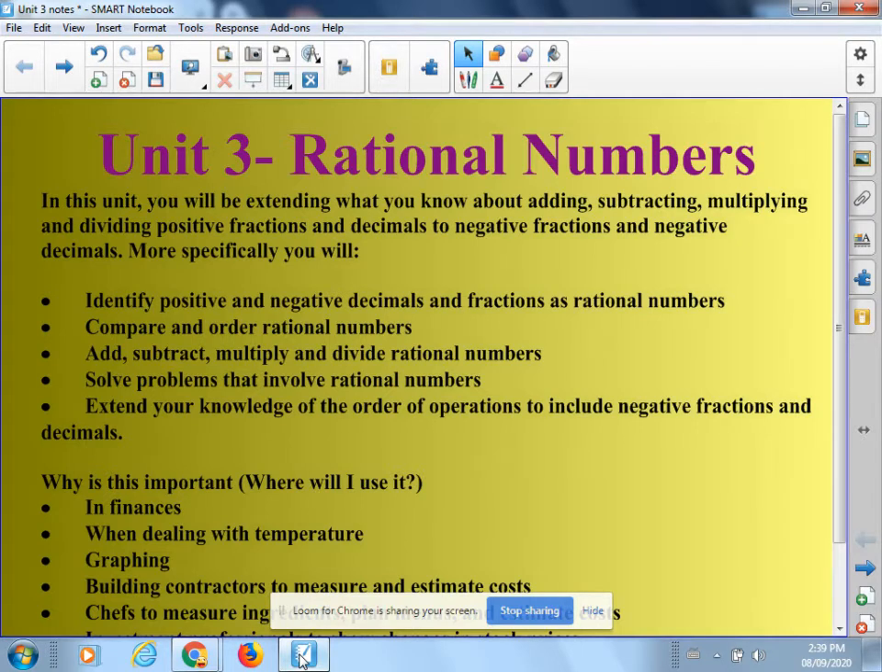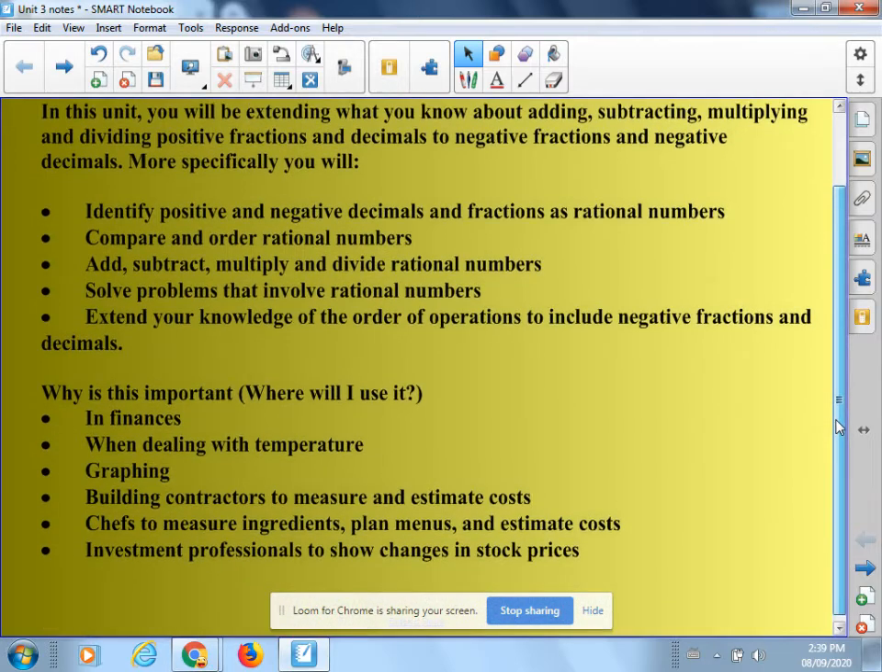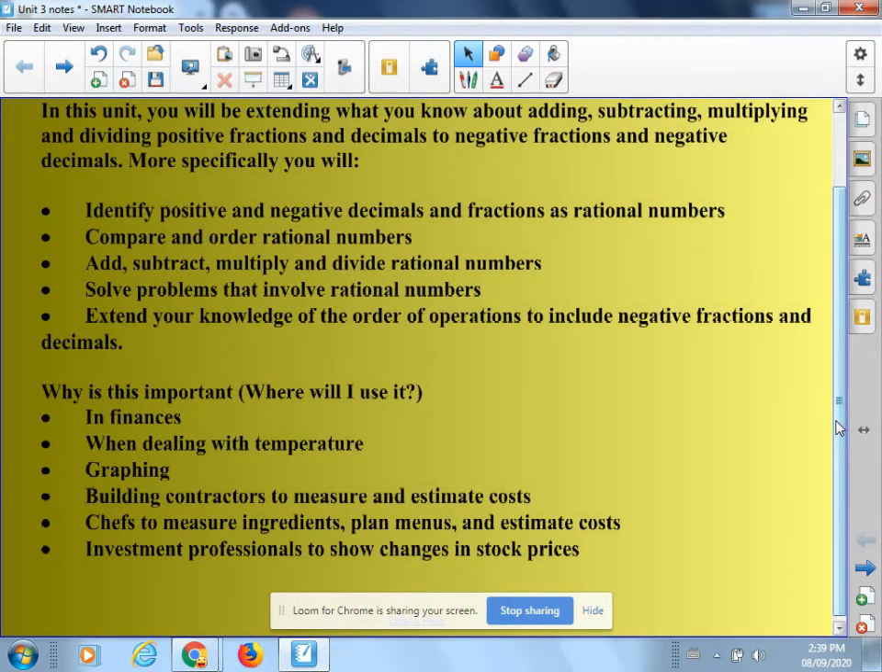So, why is this important, and when will you be using this? If you're ever doing any type of job that has to do with finances, even your own finances at home, keeping track of your income, your money, where things are going, it's very important that you have a clear understanding of numbers. When working with temperature, any type of graphing, so that lends itself to science very well. Building contractors to measure and estimate costs. Chefs measuring ingredients, planning menus, estimating costs, ordering supplies, and anything with investment professionals to show changes in stock prices.